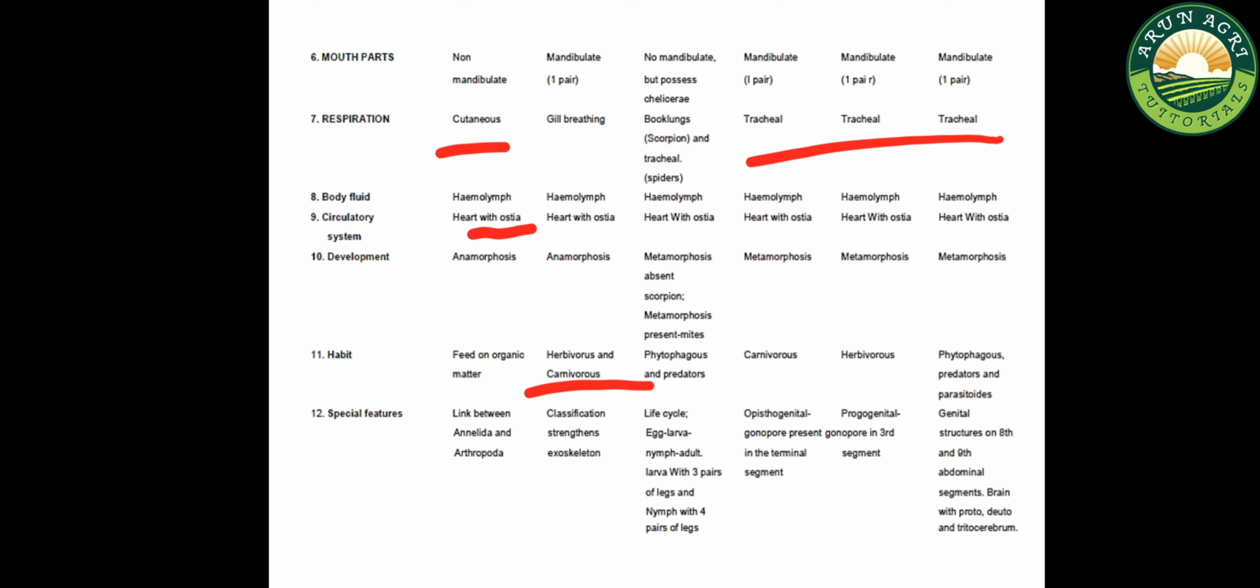Some are scavengers, some are pests of field crops, some are pests of horticulture crops, some are parasites, some are predators, some are pollinators, or maybe weed killers. There are many things. Next, there are some special features. Regarding Onychophora, it is going to act as a link between Annelida and Arthropoda. Annelida is nothing but leeches or earthworms. So it is going to act as a link between those.